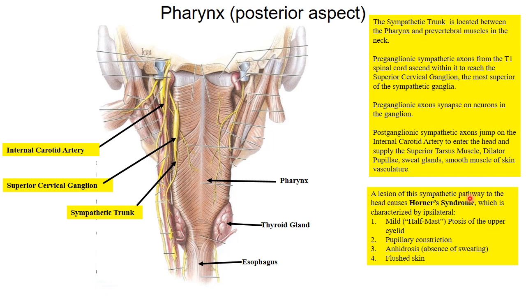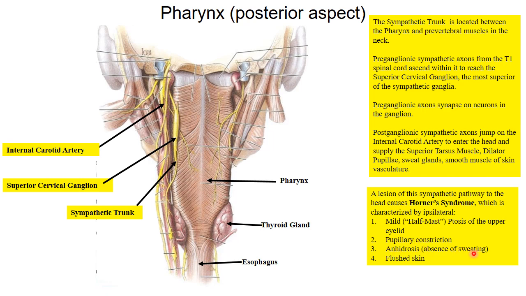Okay, a lesion of this sympathetic pathway anywhere along this line, and loss of sympathetic innervation to the face, is going to be characterized, on the ipsilateral side, by a half mass ptosis, a mild ptosis of the upper eyelid, and pupillary constriction. The parasympathetic division of the autonomic nervous system is driving pupillary constriction, and with loss of sympathetic innervation, the parasympathetic pathway is now unopposed, which means the pupil will be more constricted than it's supposed to be because the sympathetic system can't dilate it.